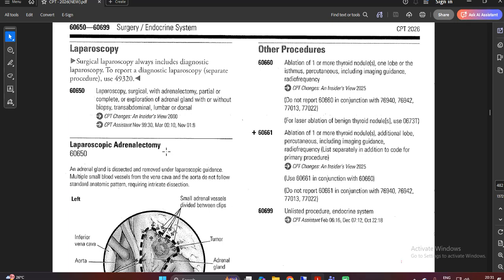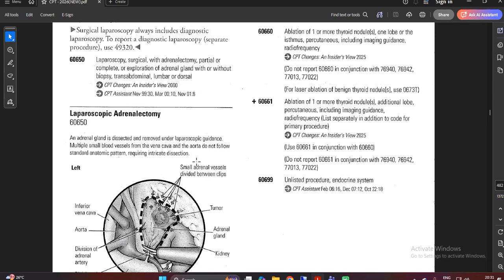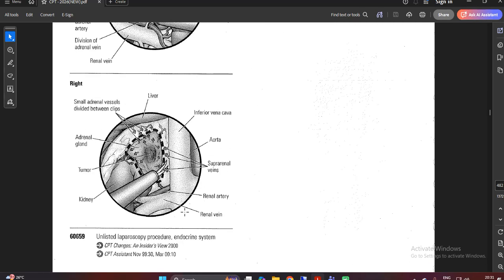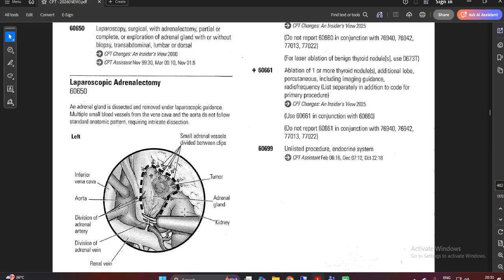We will not code it, but we need to learn. 60650, laparoscopy surgical with adrenalectomy. So if the patient performs laparoscopic adrenalectomy, that time we will code 60650. We have only one code here for the laparoscopic approach of adrenalectomy.